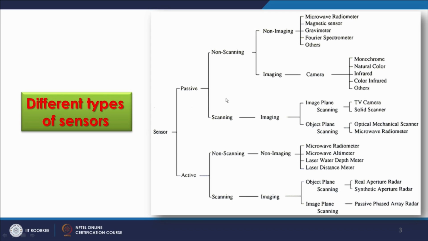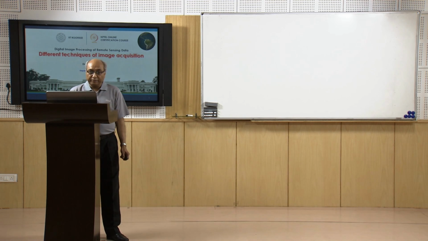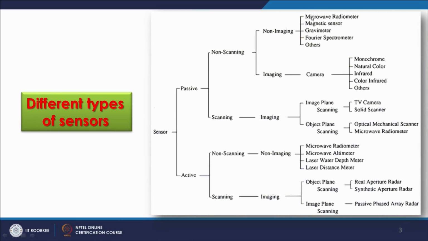If we go for passive sensors, then there are two types: non-scanning sensors and scanning sensors. Ultimately we end up with non-imaging and imaging sensors in the case of non-scanning sensors. Passive microwave remote sensing is also possible. That means the natural emission in part of the microwave region can also be detected by a satellite, and there we call it passive microwave, but this is not very common. That is why microwave radiometers are given under non-imaging, but the most common are the passive scanning images. Scanning images are the most common. Optomechanical sensors were also very common, but they had some problems, so they are not very popular now.